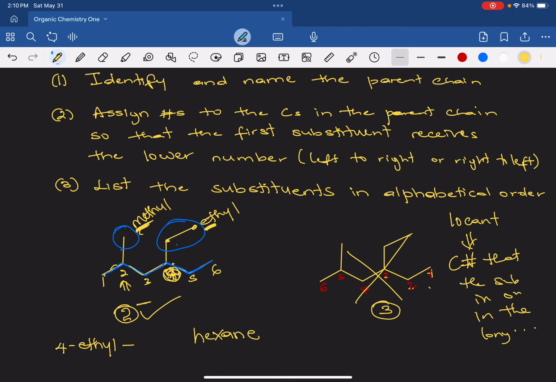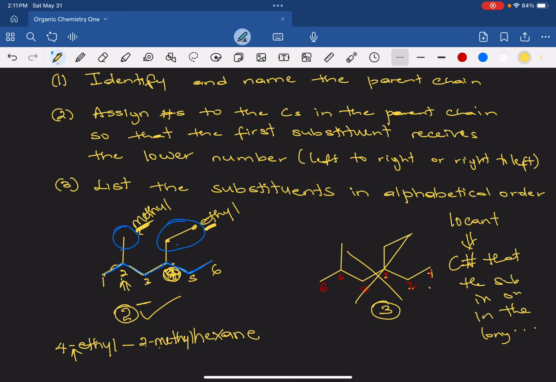We need to write methyl, but remember you must locate where it is. Every substituent must have a locant. Okay, don't forget that. It's on carbon number 2, so you write 2-methylhexane. Remember, your letters and numbers must be separated by a hyphen. Here I'm separating the letter and number by a hyphen. If you don't do that, the name is not correct. Okay, so you have to do that.